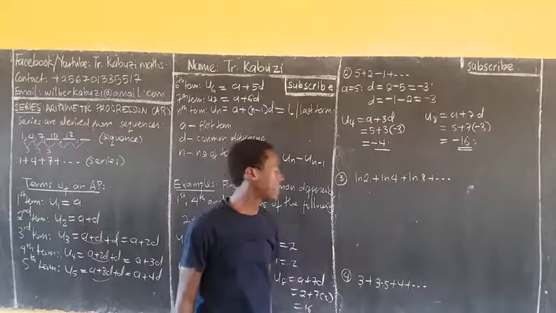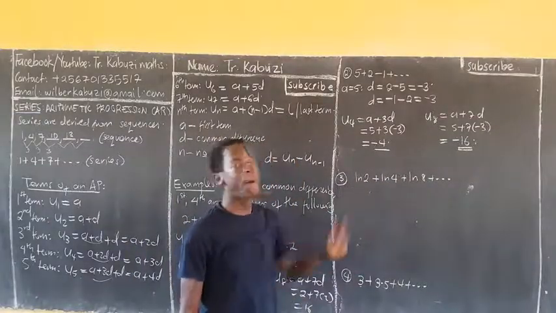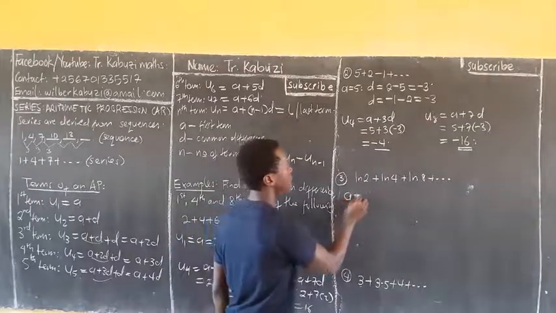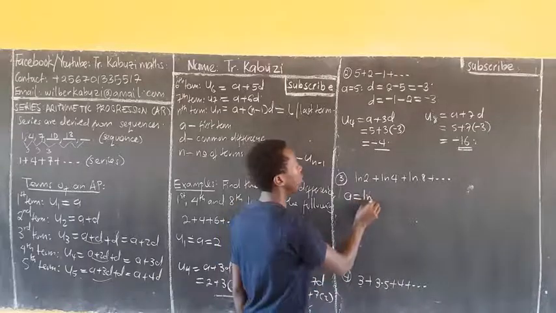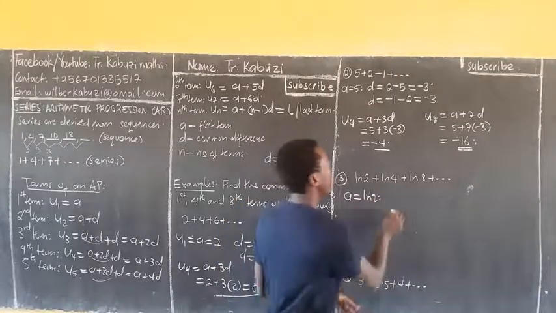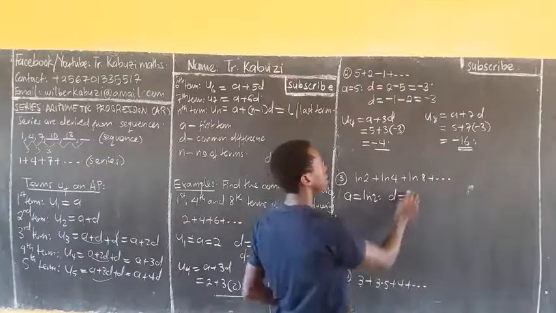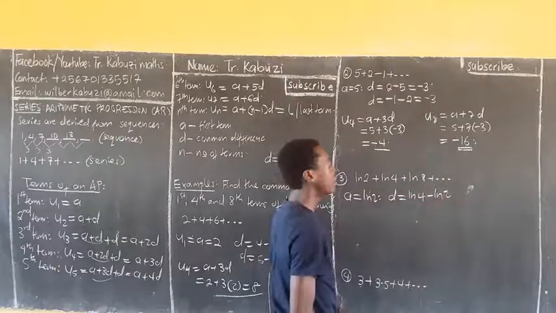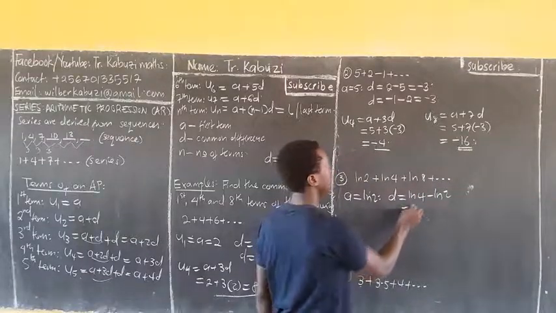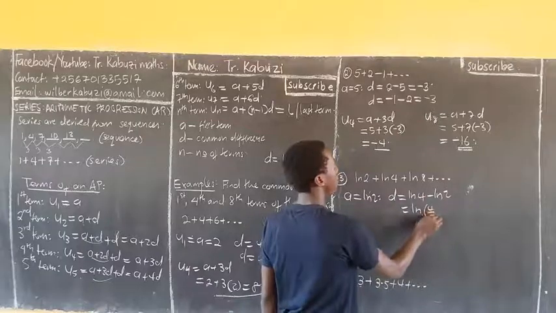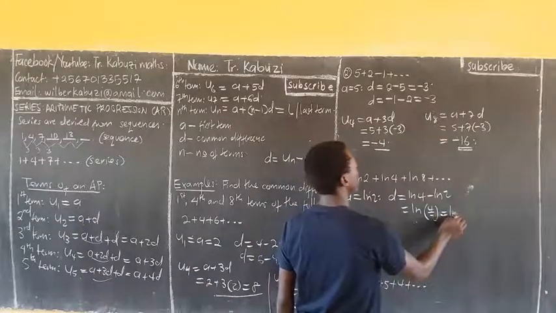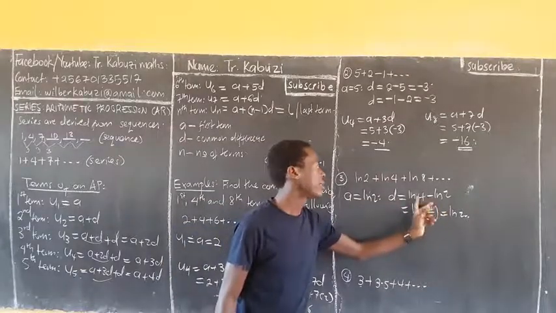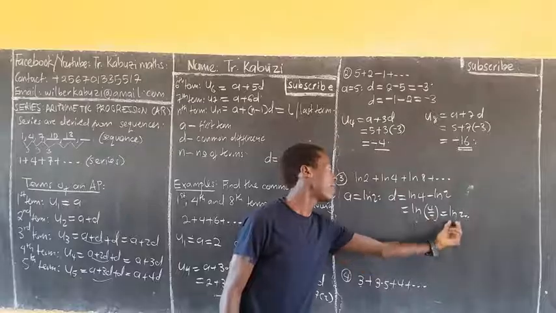Now when you come to this, this one is a sequence dealing with logarithms. So our first term here, you see, is natural log of 2. Then the common difference, we say you get this minus this, so natural log of 4 minus natural log of 2. But remember, these are logarithms. If you are subtracting logarithms, it's the same as dividing. So 4 over 2, our common difference is natural log of 2. So the property of logarithm: if I'm subtracting two logarithms, it's the same as dividing.